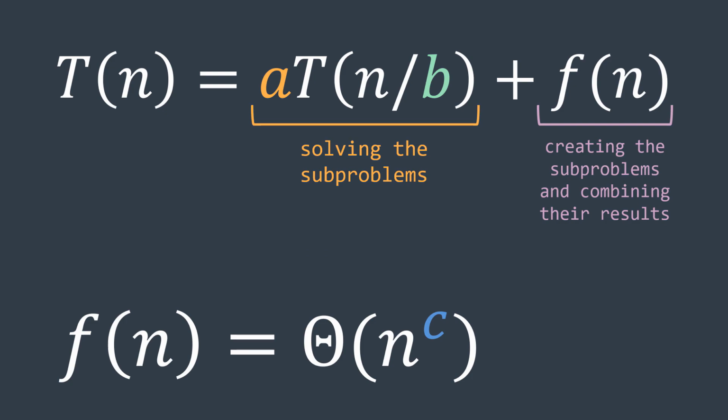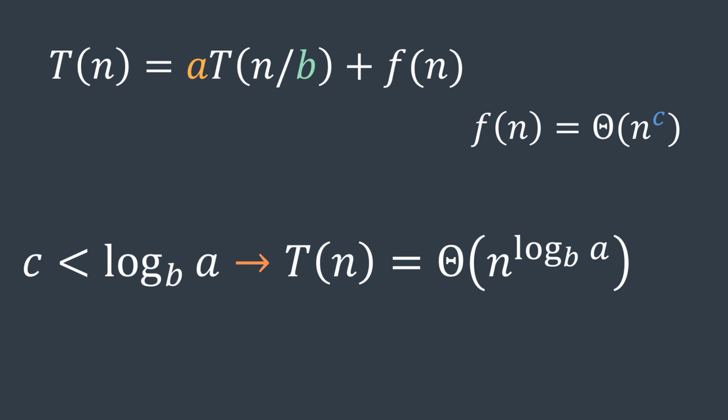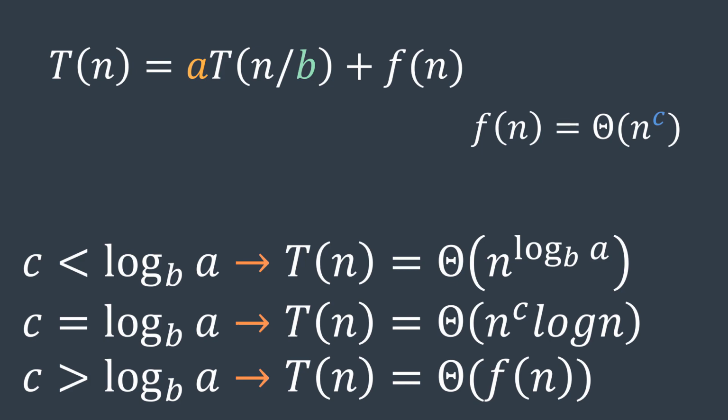Now that we have these values, we compare log_b(a) with c, and if c is smaller than log_b(a), then the time complexity is Θ(n^(log_b a)). Else if they are equal, then the time complexity is Θ(n^c × log n). Else if c is greater than log_b(a), then the time complexity is Θ(f(n)). But this one is the basic version of the master theorem.